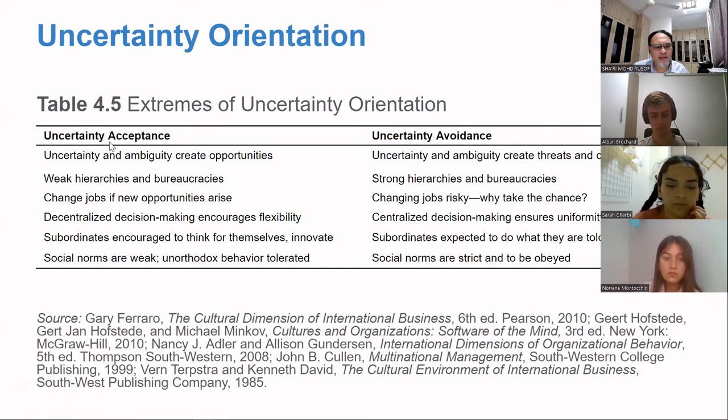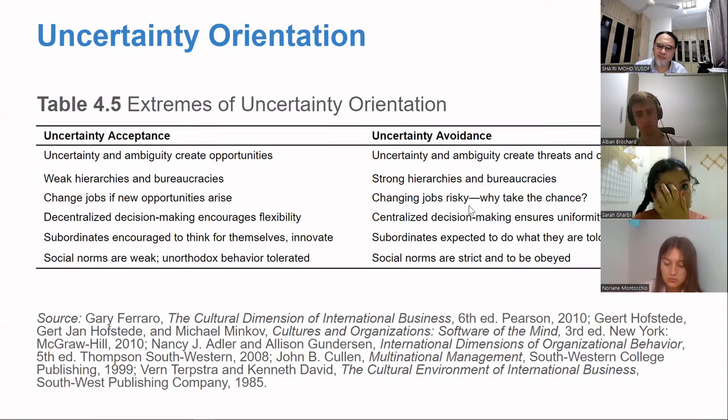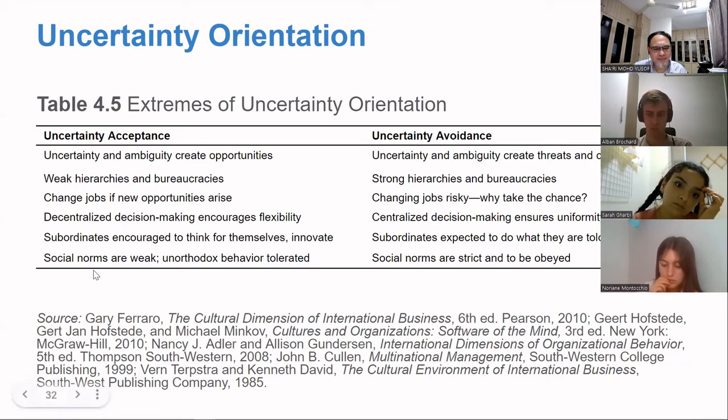So cultures which are uncertainty accepting, people will change jobs if new opportunities arise. And uncertainty avoidance, changing jobs is risky. But the younger generation today are uncertainty accepting. Even in Malaysia, even my children, they change jobs if new opportunities arise. They're not like us, the old people, okay? We stick to jobs. The younger people are here: uncertainty acceptance. So unorthodox behavior is tolerated. Here, social norms are strict and to be obeyed.